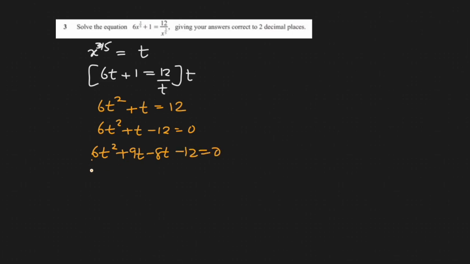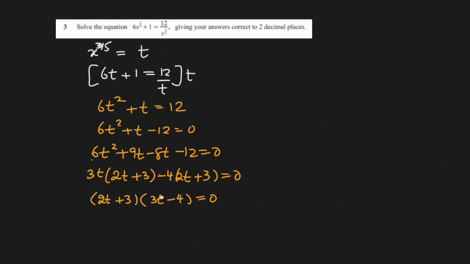So what is common in these two? 3t. So 2t plus 3, and the common between these two is minus 4, 2t plus 3. So it comes out to be (2t plus 3)(3t minus 4) equal to 0. Now again, two multiples or factors, they multiply to make it equal to 0. That means either this is equal to 0 or the other one is equal to 0.